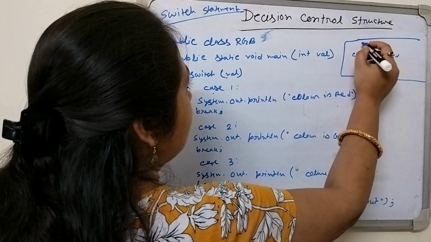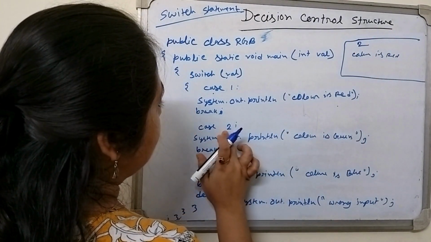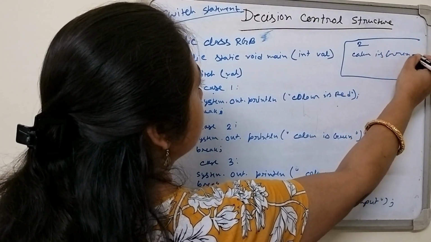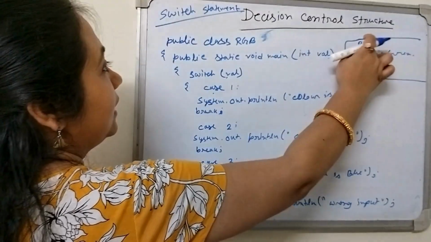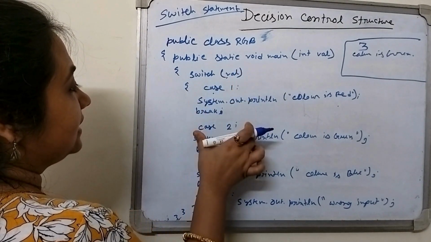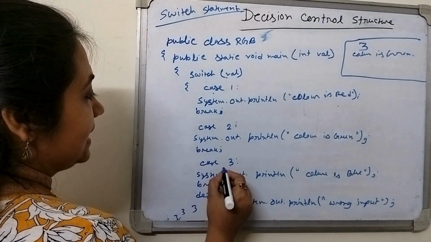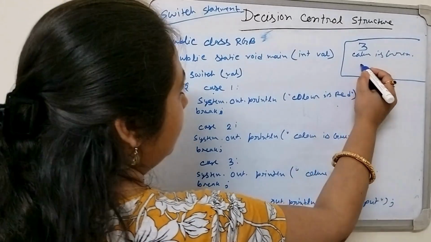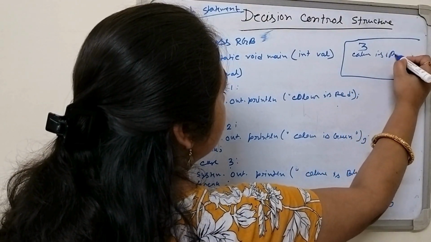Next, suppose we put here value 2. That means it matches case 2, so color green will be the output. Now we put here 3. That means it will not check these two portions, it directly goes to case 3. Then it will print the color is blue.